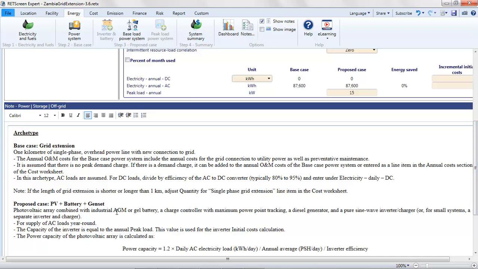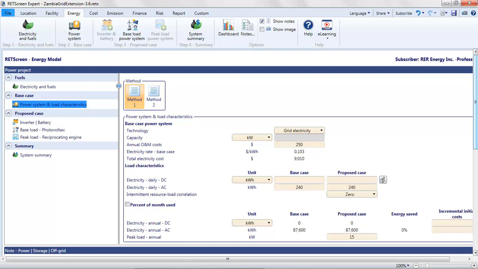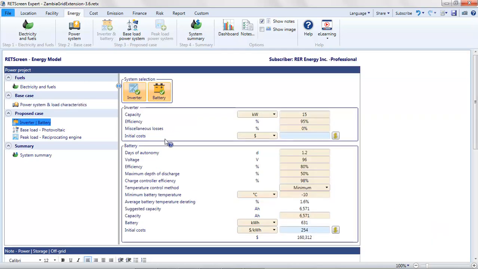It's also assumed an industrial AGM or gel battery, so a lead-acid battery. We've assumed a lithium-ion battery, so that's pretty different. It's also probably, if I recollect, assumed a DC-coupled proposed case system, not an AC-coupled proposed case system like we have. So there'll only be a single inverter in their system, whereas there were 2 in ours. If we go to the inverter battery, therefore, we see that these numbers are a bit different than what we would expect. 150 kilowatts in our case, and we assumed a different efficiency.